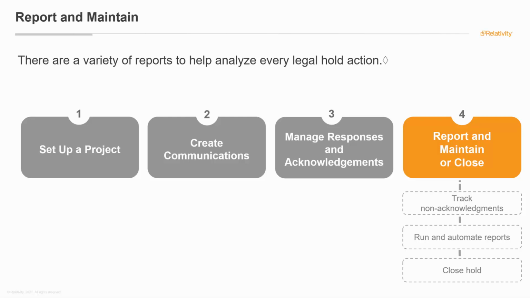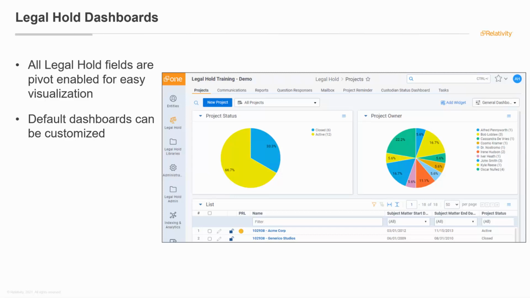Additionally, using Relativity's UI, you can make custom pivot widgets and dashboards to view your data in your hold quickly and easily. Now, here we see a screenshot of a couple of different dashboards, and when you are making these pivots and configuring them into a dashboard, all legal hold fields are already pivot enabled for easy visualization. And the default dashboards can be customized, new dashboards can be created, and these dashboards can be exported and used as reports.